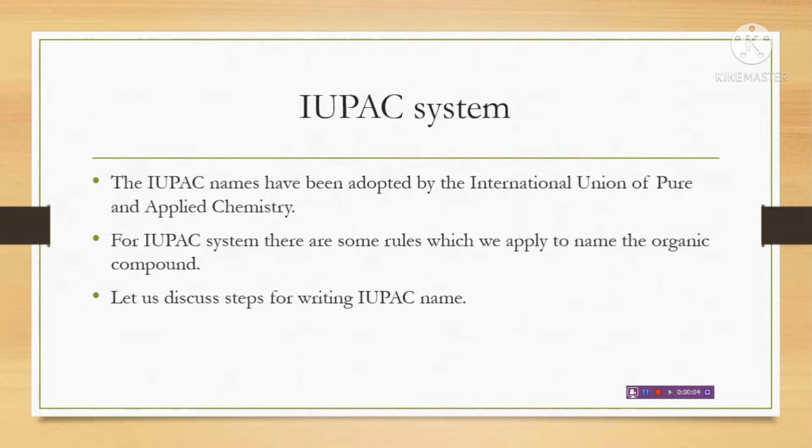Now I am going to explain to you about the IUPAC system. The IUPAC names have been adopted by the International Union of Pure and Applied Chemistry. For the IUPAC system, there are some rules which we apply to name the organic compound. It is not like the trivial or common system. We apply rules here to write the name of the compound which is given to us. Now, we are going to discuss some steps for writing IUPAC names of different types of carbon compounds.